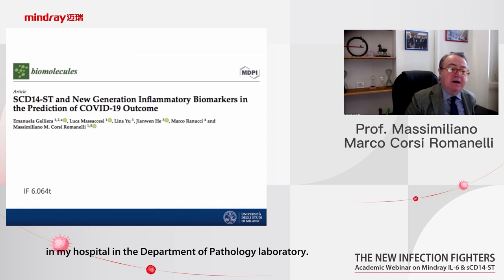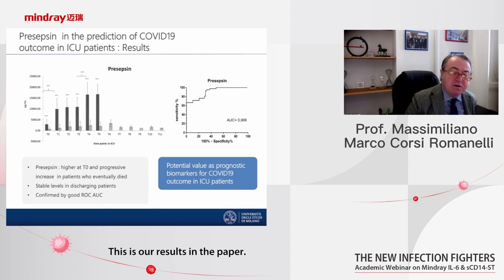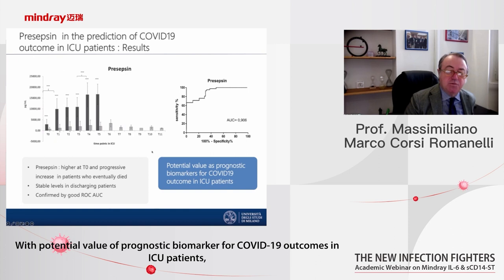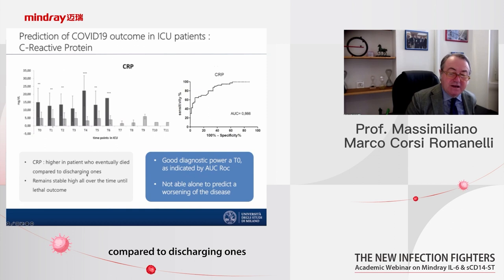This is our result in the paper. Percepsin is higher at T0 and progressively increased in patients who eventually die, while it is stable at discharge in patients who recover, and this is confirmed by a good ROC curve showing the potential value of a prognostic biomarker for COVID-19 outcome in ICU patients. We also see CRP higher in patients who eventually die compared to these ones.